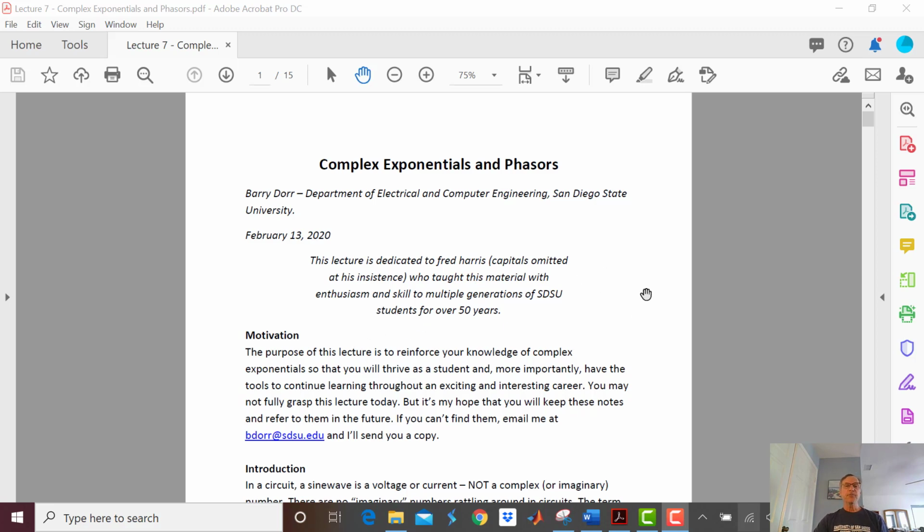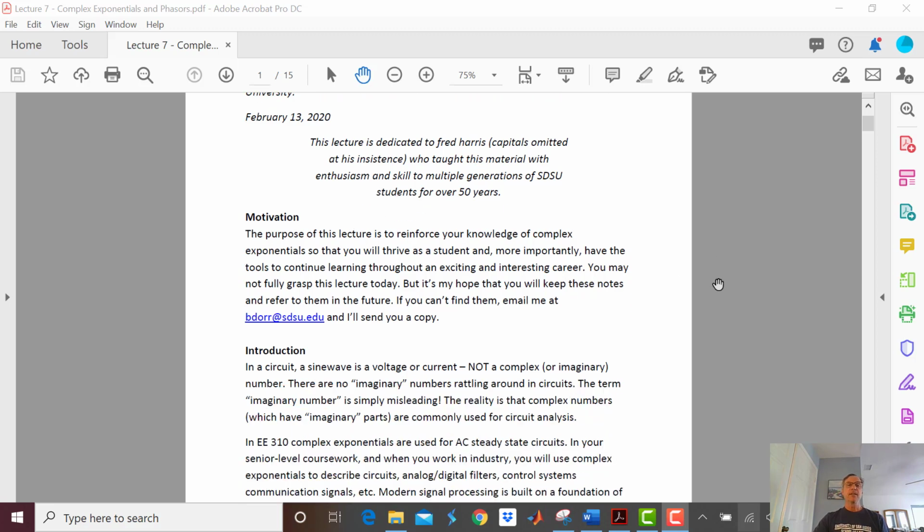So the motivation for this lecture is to reinforce your knowledge of complex exponentials so that you're going to thrive as a student, and more importantly, you're going to have the tools to continue learning throughout an exciting and interesting career. You may not fully grasp this lecture today, but it's my hope that you'll keep these notes and refer to them in the future. If you can't find your notes, or if you're viewing this lecture and you're not an SDSU student, send me an email and I'll get you a copy.